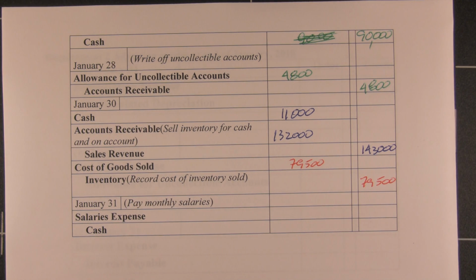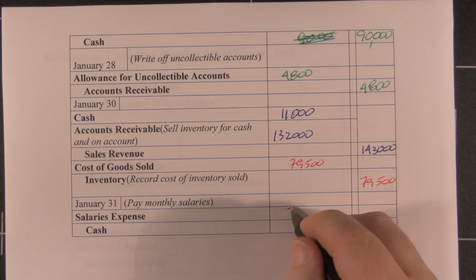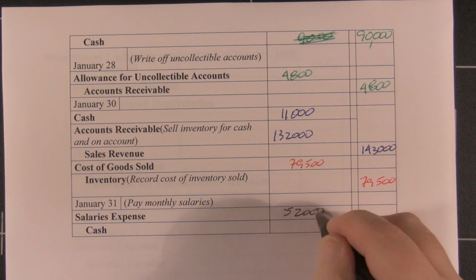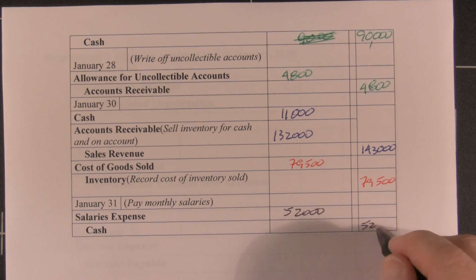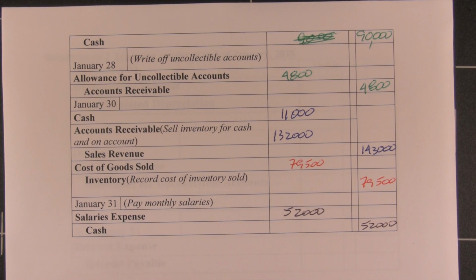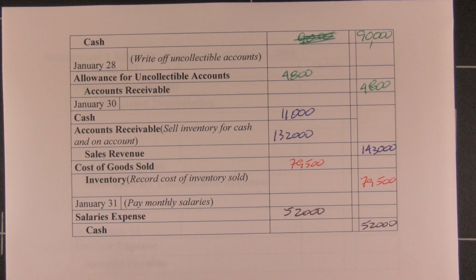The last thing we have is we're going to pay our salaries for the month. We're just paying the people that worked in our highly explosive warehouse, and we're going to pay them $52,000. That's salary expense, and we pay them in cash or check, and that's $52,000. So that's the transactions for the month of January. Seemed like a lot more work than it actually was. Not so bad.